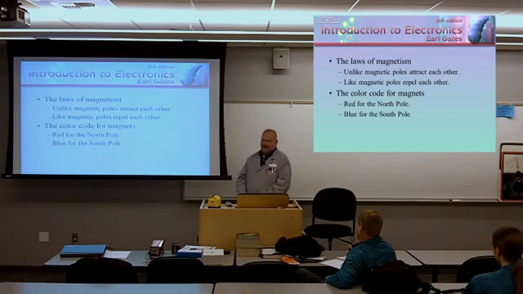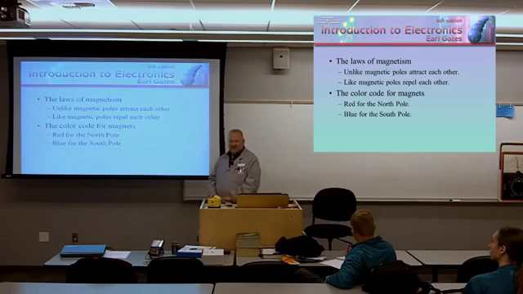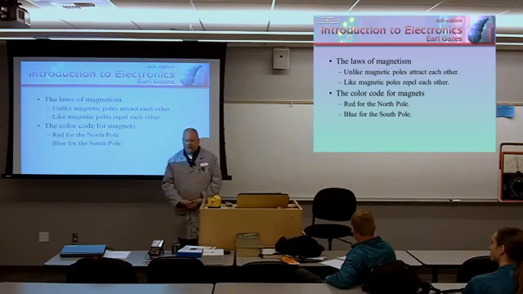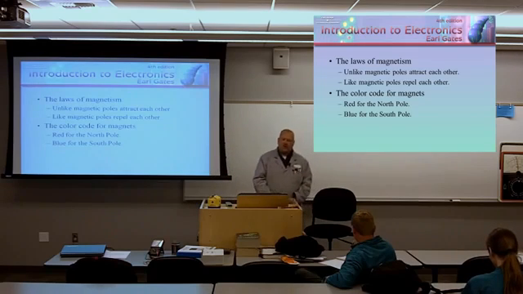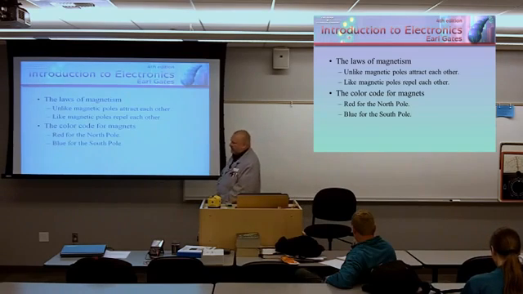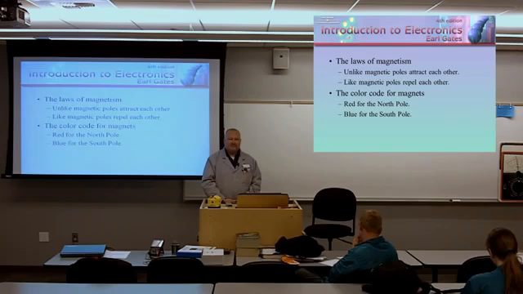Color code for magnets. Red is the color code that we use for North Pole. Blue is the color code that we use for the South Pole. So if we were going in search of Santa Claus and we got to the North Geographic Pole, how would we know we got there? What would we see?